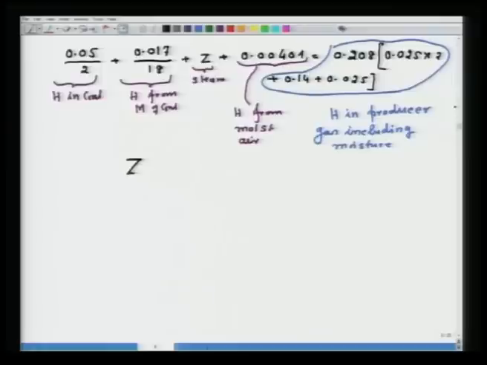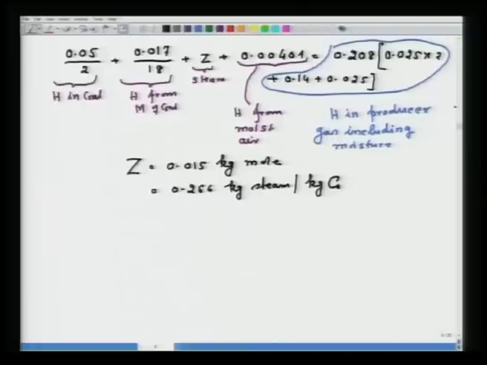So, the value of Z is equal to 0.015 kg mole, that is equal to 0.266 kg steam, of course, per kg coal. Now, we have to find out the percentage of H2O blown in that was decomposed.